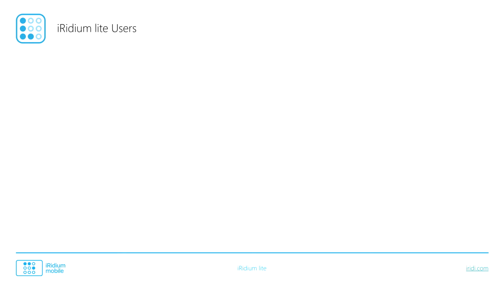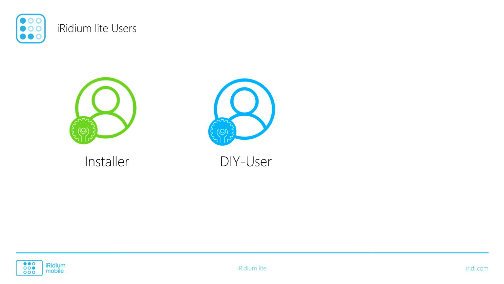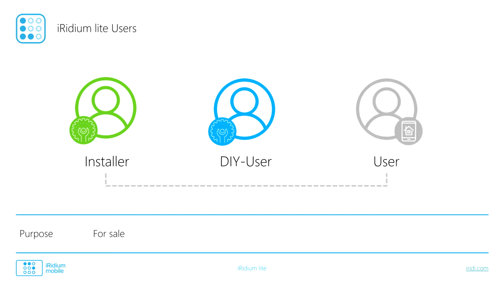Two types of users can create projects in iRidium Lite: installers and DIY users. How to determine what you are? The main difference of an installer from a DIY user is who they create a project for. An installer creates a project to sell it to a user.